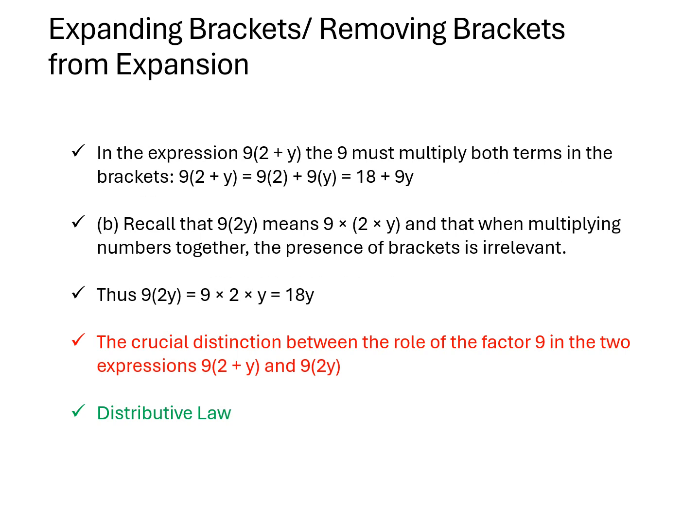In the expression 9, open bracket, 2 plus y, close bracket, the 9 must multiply both terms in the bracket. So it's 9 times 2 plus 9 times y, which equals 18 plus 9y. Because 9 times 2 is 18, plus 9y. And we can't go any further because those are unlike terms.